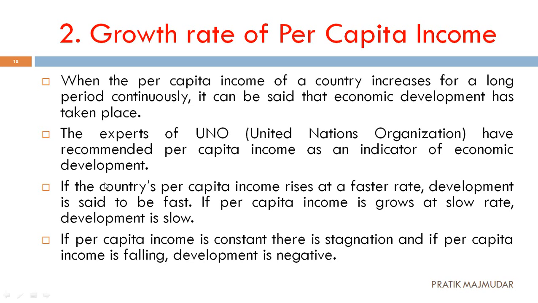Now what is called per capita income? When you calculate the total national income, that means the income generated from agriculture, industry and services, the total of all three, and you divide it by the total population of the country, what you get is the per capita income. Per capita income means it's an individual income. That means an individual person is going to get this amount.